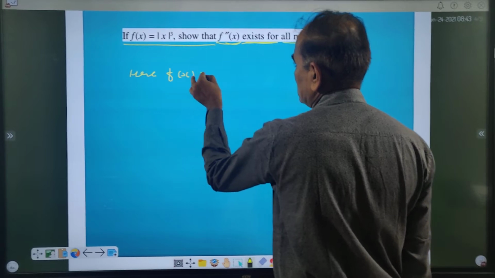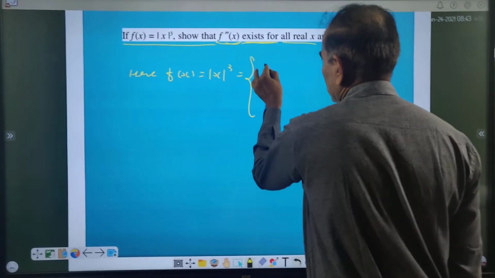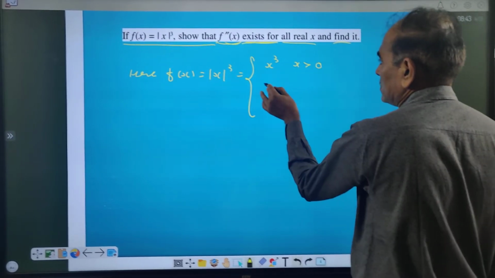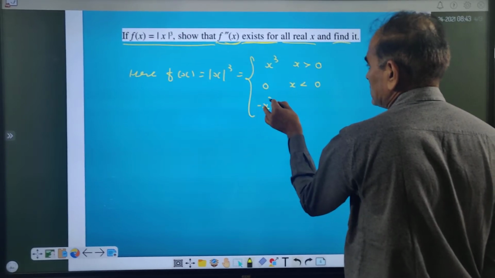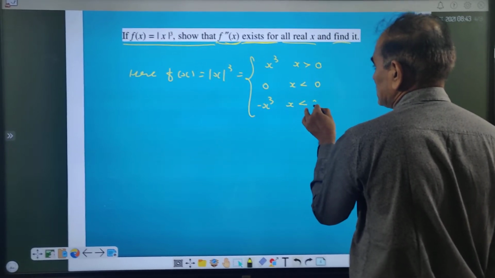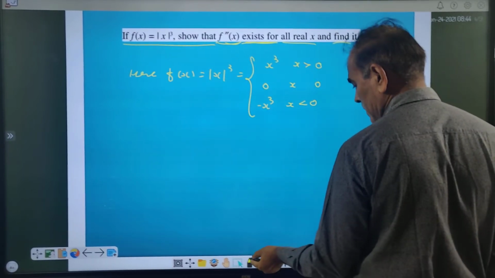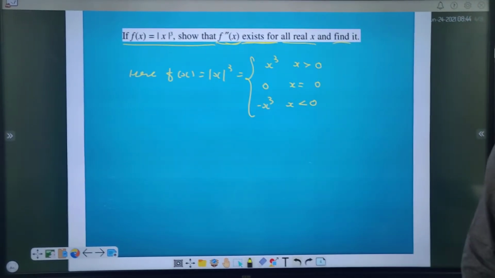Here f of x is equal to mod x cube, which is equal to x cube for x greater than 0, 0 for x equal to 0, and minus x cube for x less than 0. Yes, here it is equal to 0. That we know from the definition of modulus.